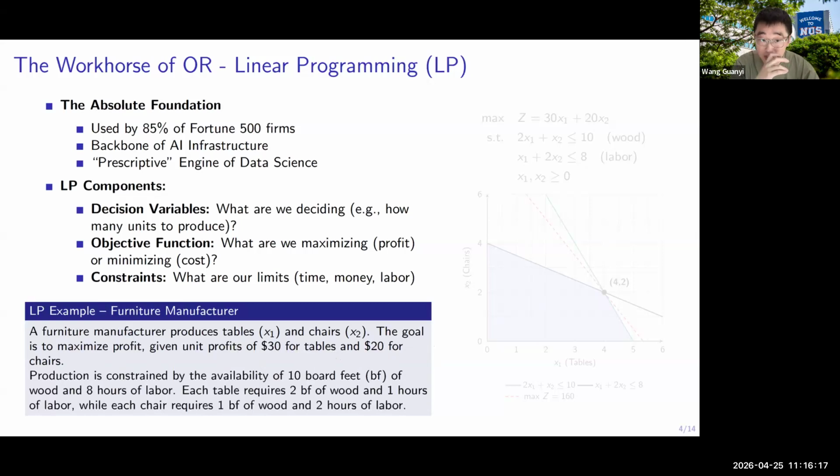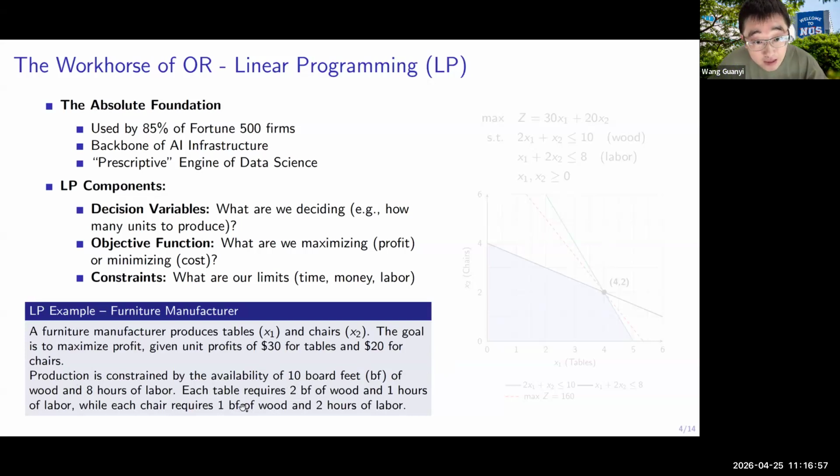But as we discussed before, we always have limitations on what we could use. So the production is constrained by the availability of 10 board feet of the first resource, which is wood, because we would like to produce tables and chairs. But you can consider it as an abstract resource.